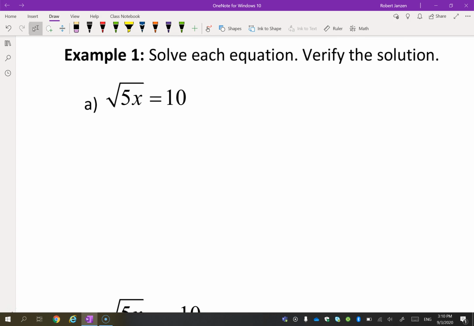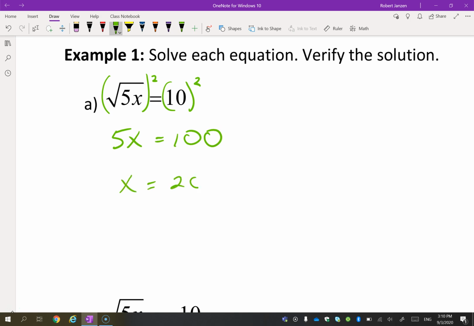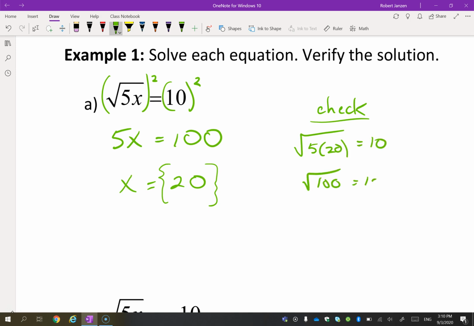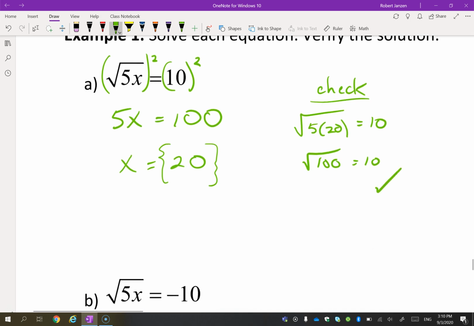I want to solve for x, I want to isolate it. I'm going to square both sides to get rid of the radical. So this is going to give me 5x is equal to 100. Divide by 5, x equals 20. I would like you to put your answers in parentheses like that. It looks good, so let's check it. The root of 5 times 20, does that equal 10? Well, does the root of 100 equal 10? Yes, it does. So this is good. This question is done correct.